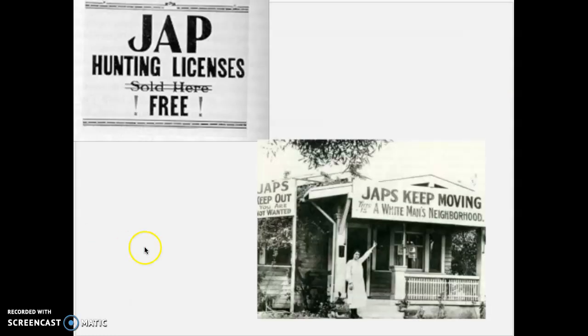The country very much kept supporting this because of Pearl Harbor. So you see this, "Japs keep moving." This is a white neighborhood, and she's pointing to make sure that people understand that she does not want Japanese Americans there. These kind of hunting licenses were supposed to be a joke. We actually see them also on cars these days about terrorists. There's something you should question when people have that.